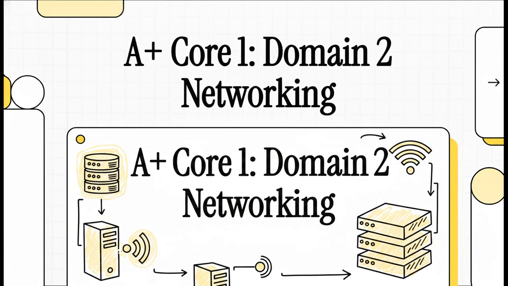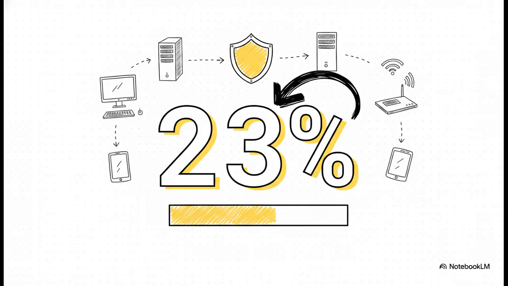Welcome to this explainer. Today, we're targeting a massively important piece of the CompTIA A+ Core 1 certification, Domain 2, which is all about networking. My goal by the end of our time together is to help you build a rock-solid mental model of how networks actually operate layer by layer. Whether you're an IT novice or you're already tinkering with tech, we're going to break this down so it simply makes sense.